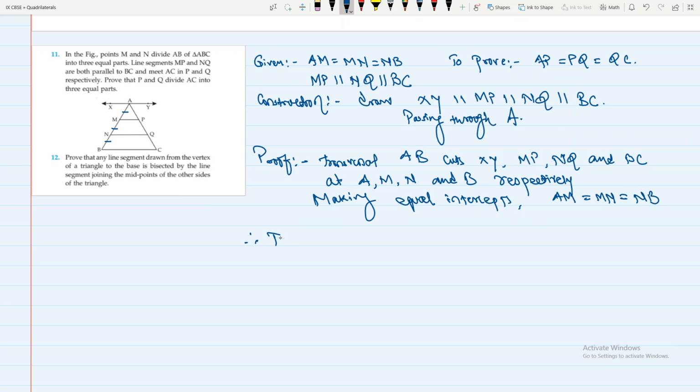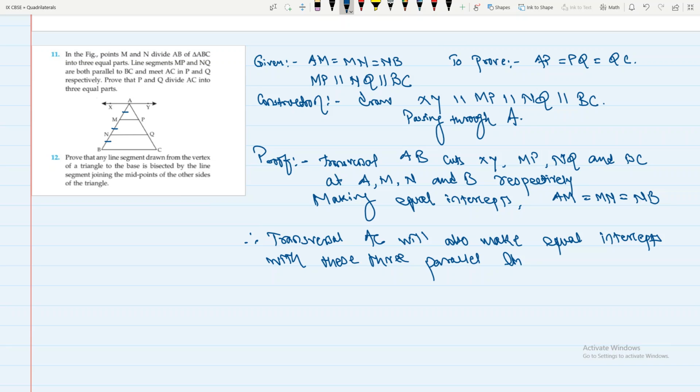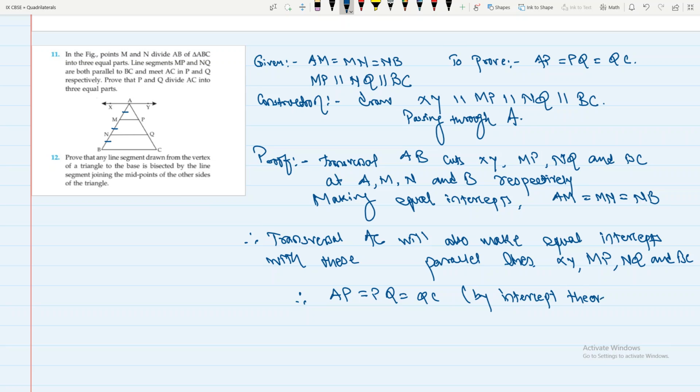Therefore, transversal AC will also make equal intercepts with these parallel lines, which are XY, not 3 but 4 parallel lines, XY, MP, NQ and BC. Therefore, we can say that AP is equal to PQ is equal to QC by intercept theorem or equal intercept theorem. That's it. This is how the statement will go.